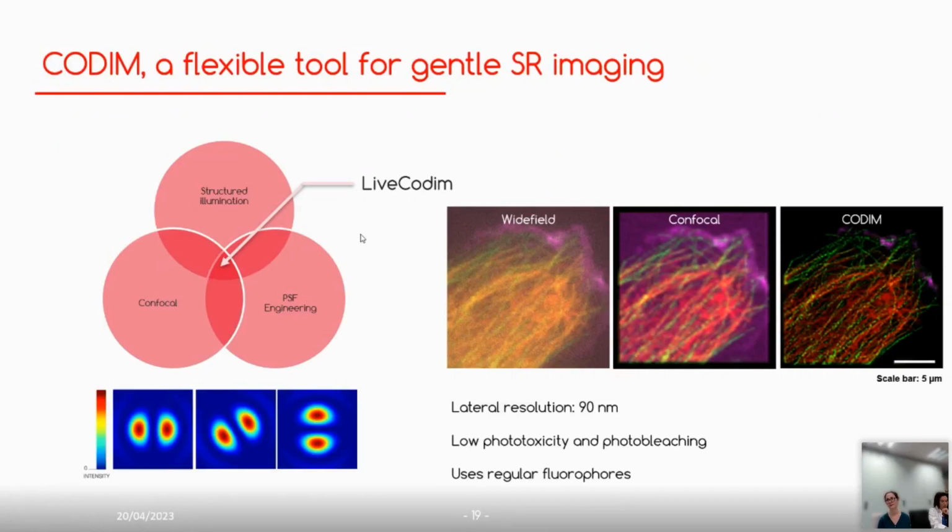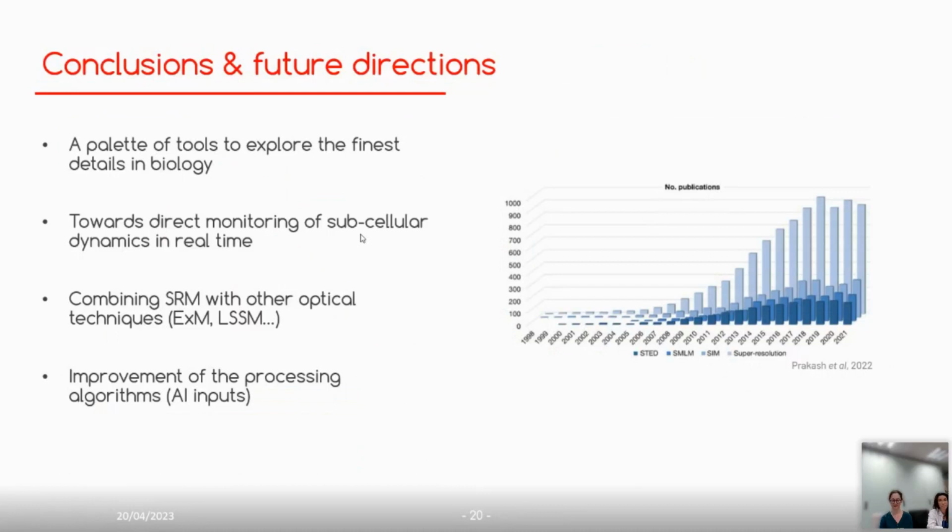But maybe have in mind that this can be an additional tool to add to the palette of super resolution techniques that already exist. To conclude, we have seen that there exists a palette of tools to explore the finest detail in biology, and we always have to make a compromise between resolution and specificity with live imaging at the same time.